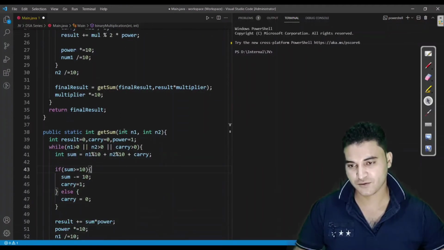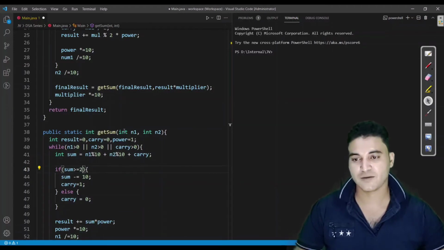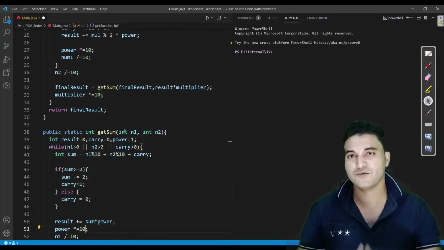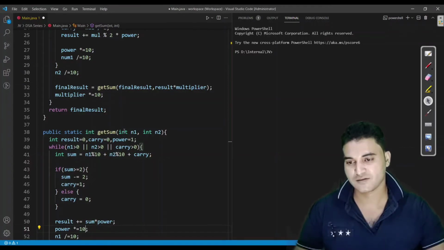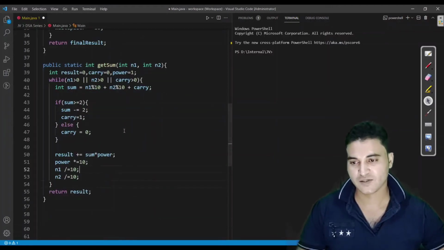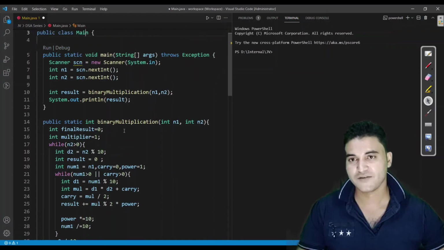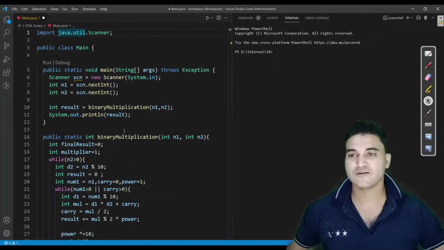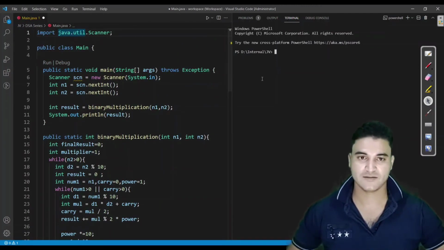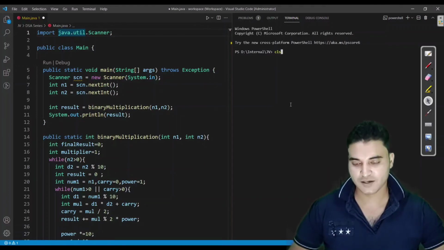Then what you have to do? You just have to compare with 2, which is the base for binary, and you have to decrease by 2, which is the base for binary. If you are confused with these two, like adding two binary numbers, then you should watch my video for adding two binary numbers, because I have explained each and everything in a very detailed manner. And we are done with that minor change. We are done with the binary multiplication. Let us see whether we are going to get the output or not.